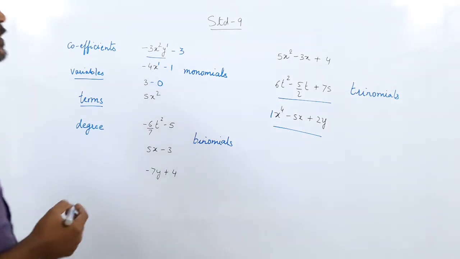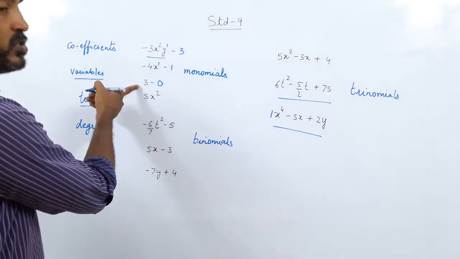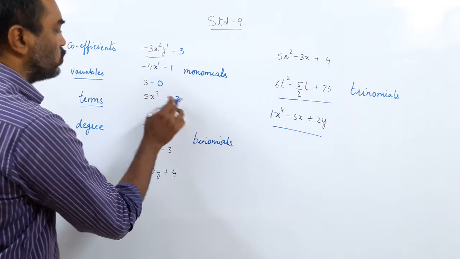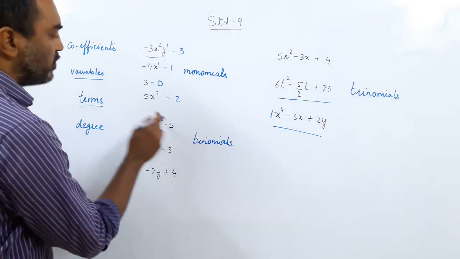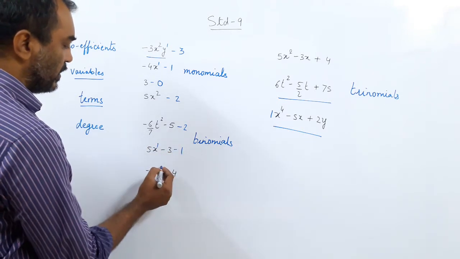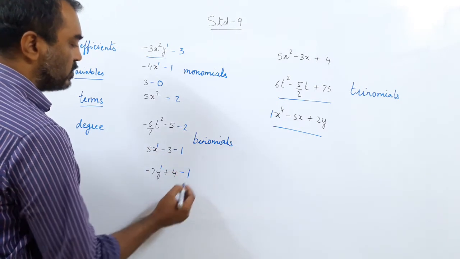This is a 0 degree polynomial. Any constant term gives a 0 degree polynomial. This is the power 2, so this degree is 2. Highest power is 2, so degree is 2. Highest power is 1, degree is 1. Highest power 1, degree is 1.